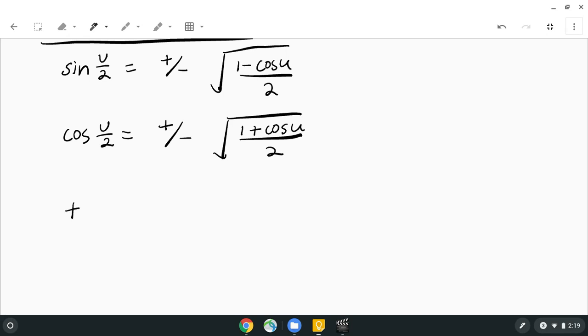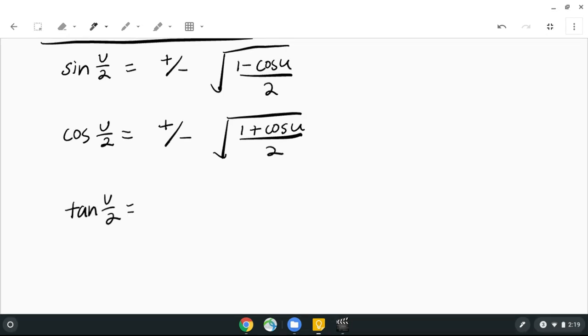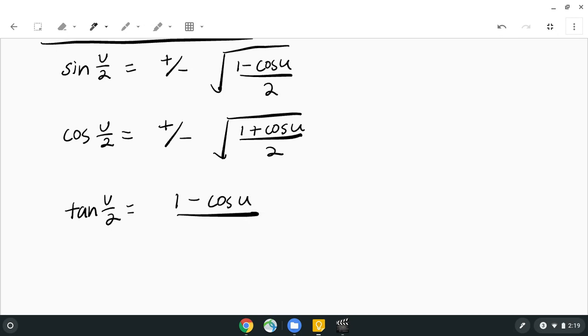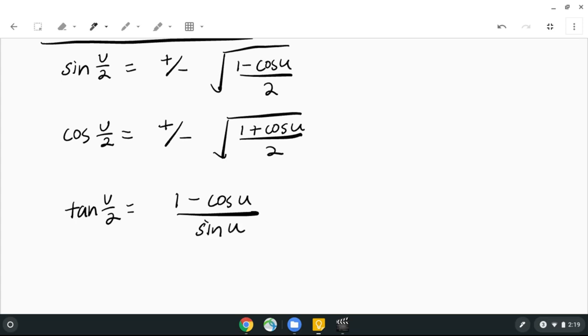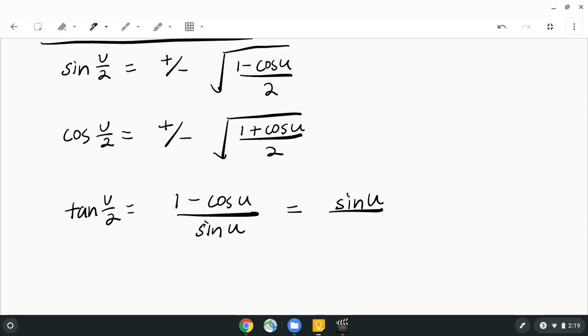So tangent of a half angle is going to equal, and you'll also have two choices here. You can use this one, 1 minus cosine u over sine u. And when you plug in, you'll get the correct sign. Whereas for sine half angle and cosine half angle, you have to determine the sign. So you can use this one for tangent half angle, or you could use this one, sine u over 1 plus cosine u.